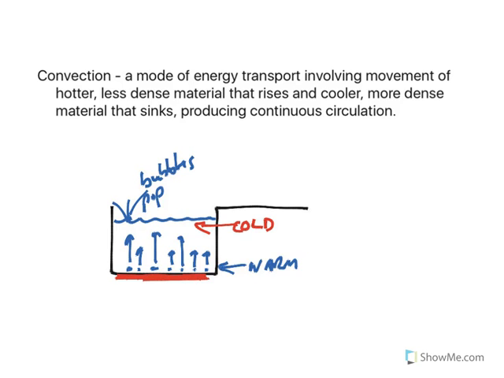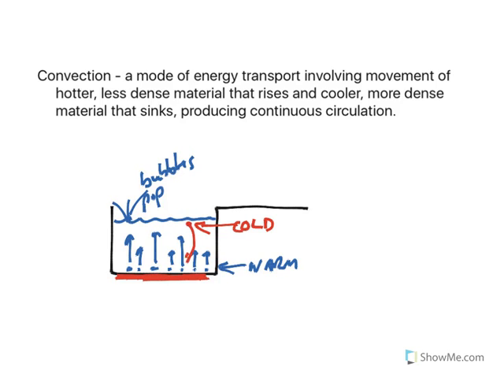Now the material at the bottom of the pot gets warm, whereas the material at the top of the pot still remains colder compared to the water at the bottom of the pot. And so you have this movement of these bubbles, and the movement is transferring heat from the bottom of the pot to the top of the pot. Now the water at the top of the pot is colder and more dense than the water at the bottom of the pot.